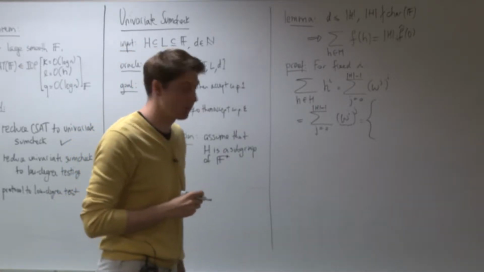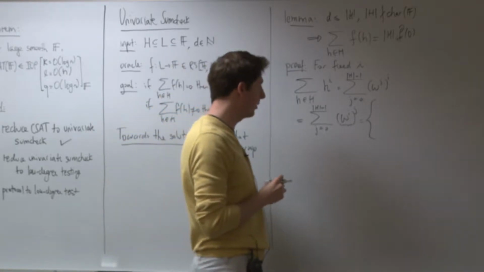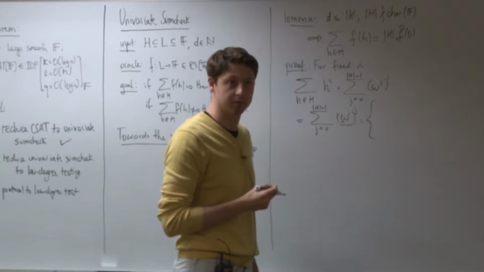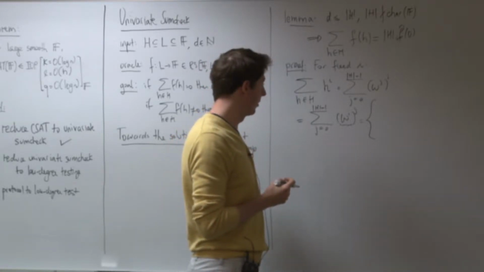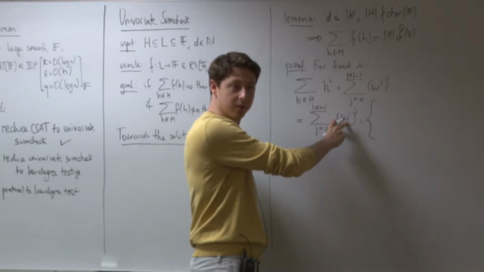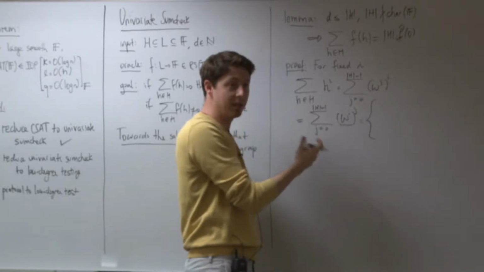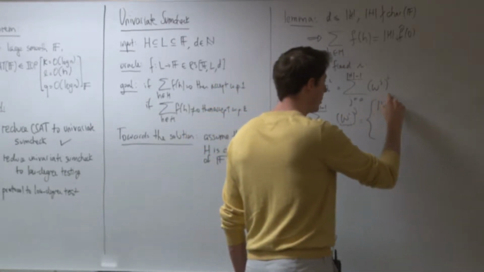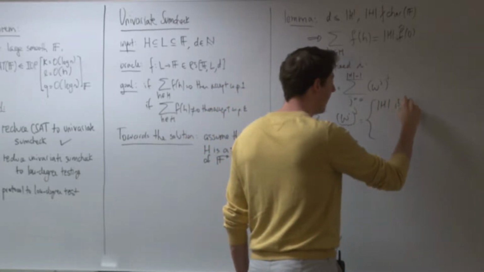Depending on i. So for example, let's look at the simple case. What happens if i is 0? If i is 0, here I get what? 1. And 1 to the j is what? And if I sum it h times, what do I get? Right, so I get h if i is 0.